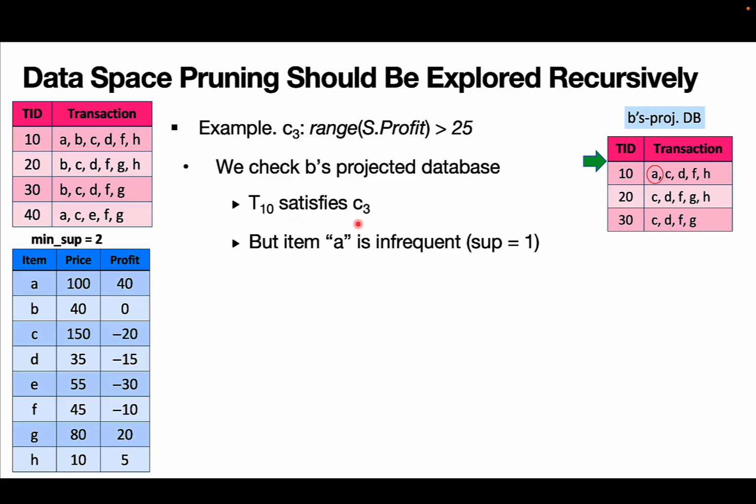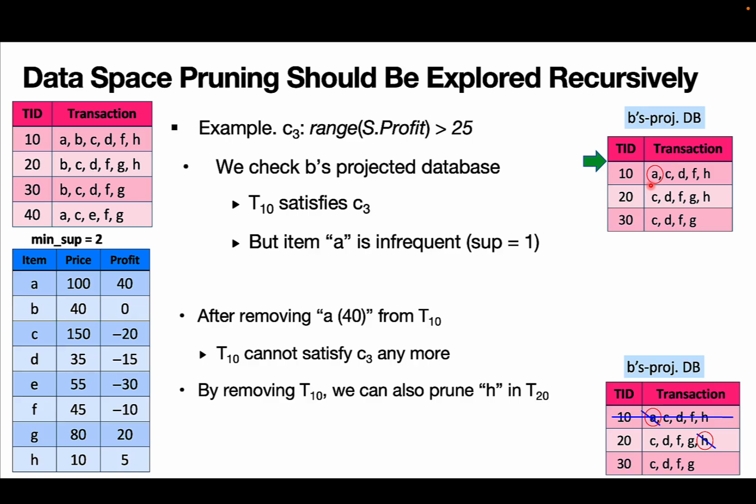T10 satisfies the constraint, but A turned out to be an infrequent item. So the support equals 1, but minimum support equals 2. So we have to drop A, but dropping A resulted in dropping the transaction because now the constraint is not satisfied on the group of CDFH. Also, this is going to have consequences because now dropping transaction 10 makes the support of item H drop, which means we also need to drop H from transaction 2.